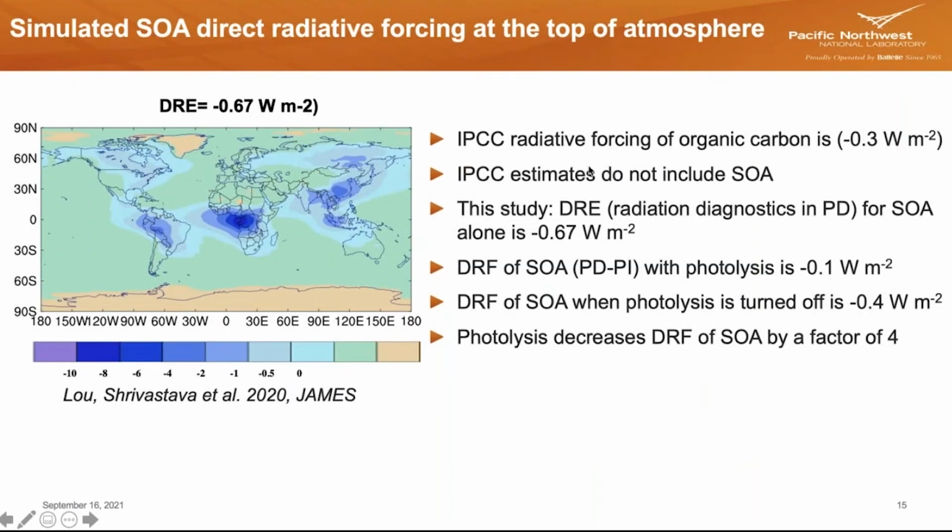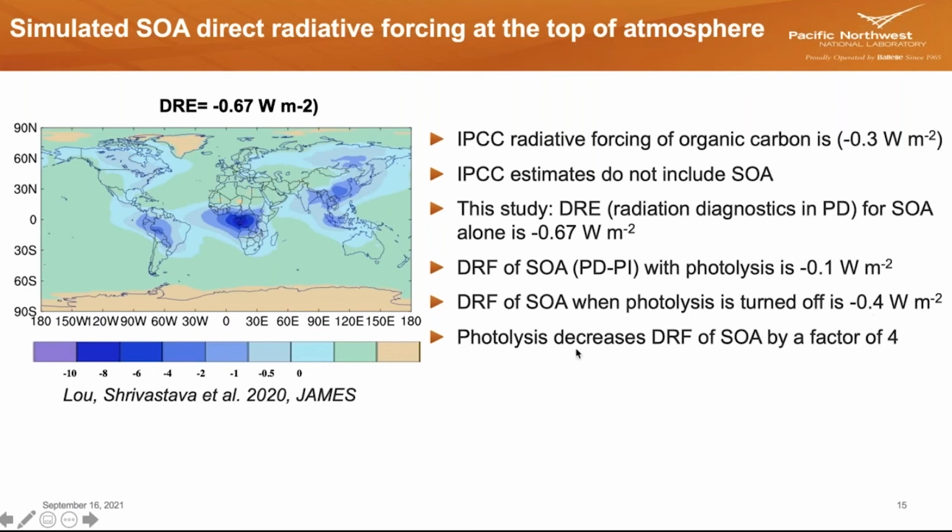So coming back to the direct radiative forcing, the IPCC radiative forcing for primary organic carbon was -0.3, but it did not include SOA. If we just look at present day, using the radiation diagnostics with and without SOA, we get a direct radiative forcing of -0.67 watts per meter squared. It's obviously much higher over the source regions. But if we take the difference between present day and pre-industrial, with photolysis on, we get -0.1. But when we don't have photolysis, we get -0.4.